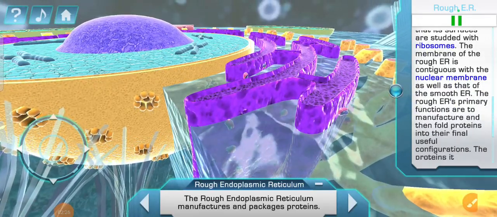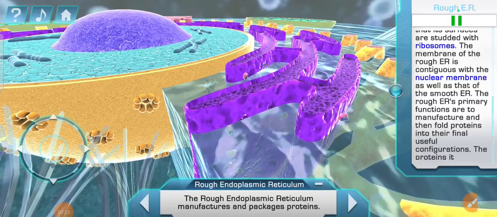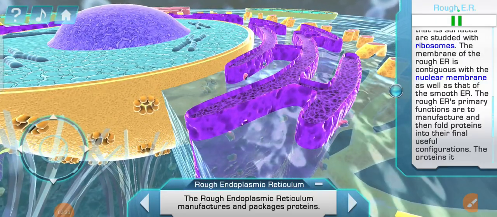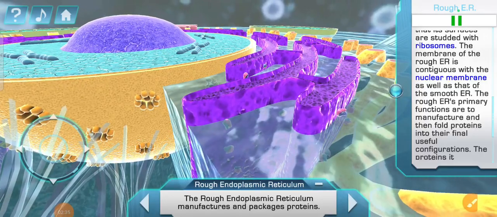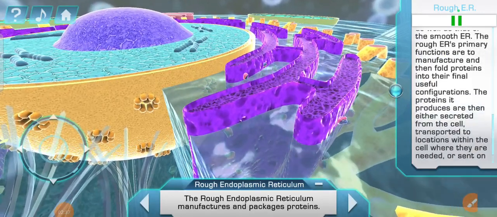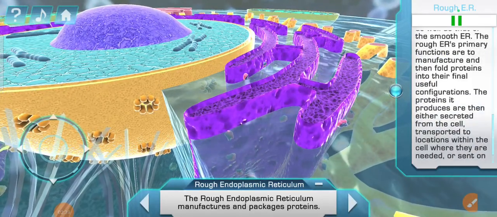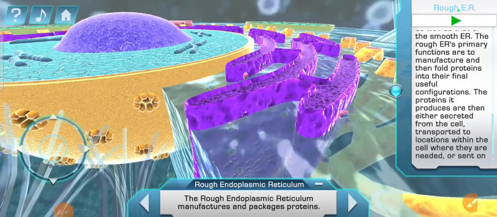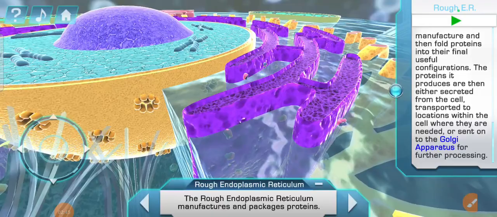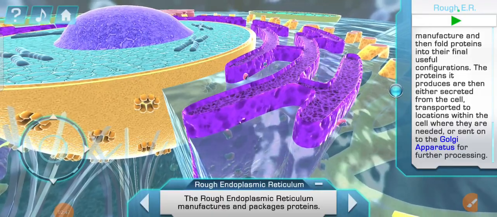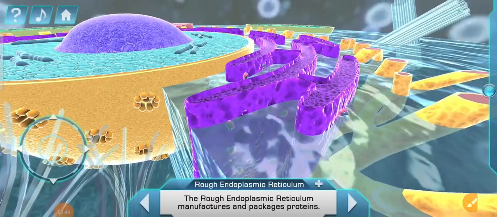smooth endoplasmic reticulum. The rough endoplasmic reticulum's primary functions are to manufacture and then fold proteins into their final useful configuration. The proteins it produces are then either secreted from the cell, transported to locations within the cell where they are needed, or sent on to the Golgi apparatus for further processing.